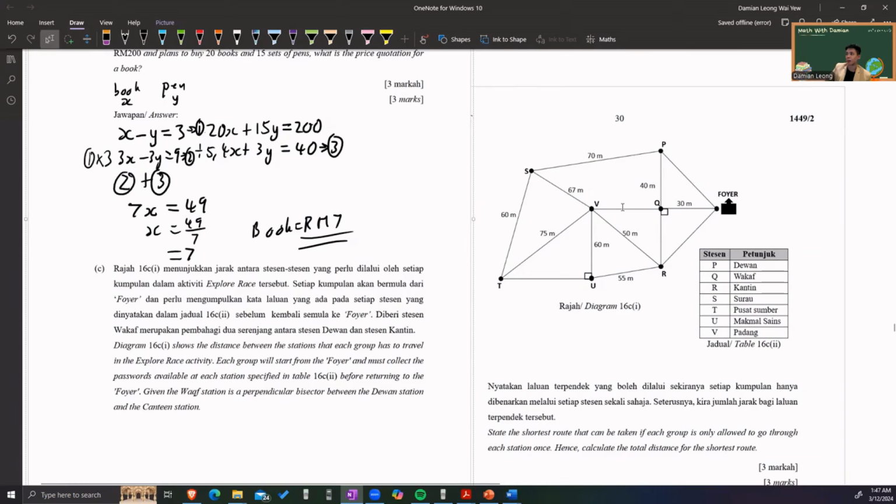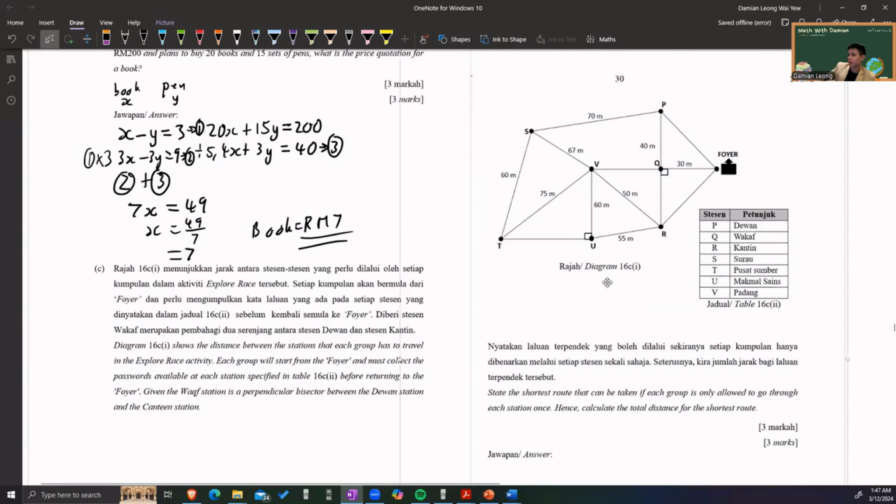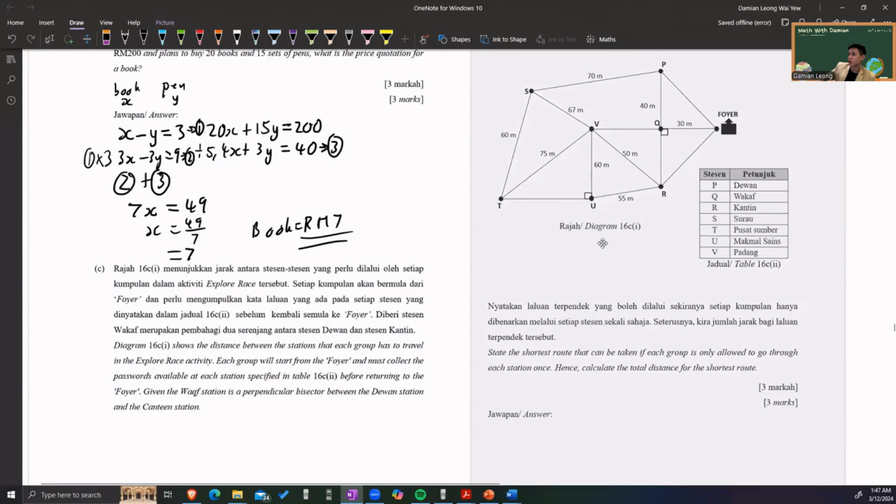Means this line is a perpendicular bisector of PR. Okay, but it's phrased quite weird. You can't have a point being a perpendicular bisector. But I guess you kind of get what it means. Okay, so I want the shortest route that can be taken if each group is only allowed to go through each station once. Calculate the total distance. So basically means here is 40 meters.